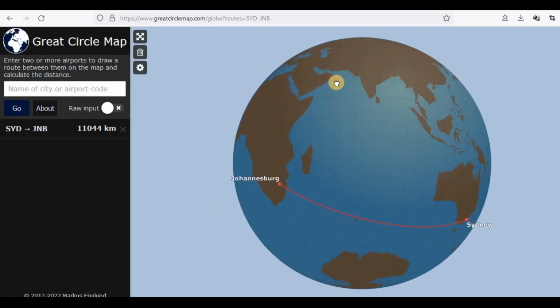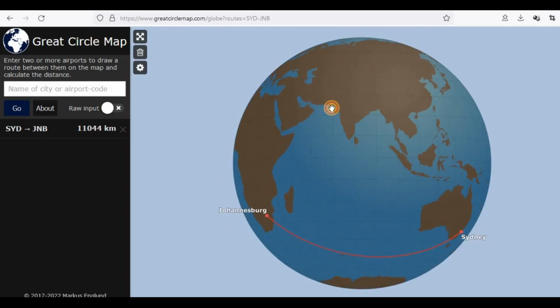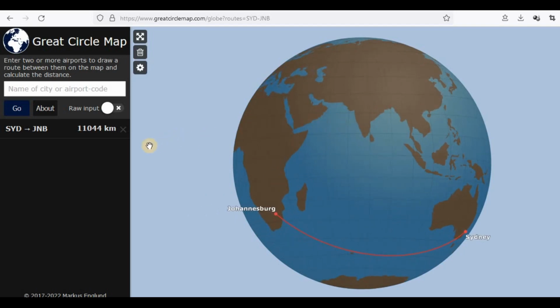So there's no way this flight could fly close to Antarctica unless they are not flying the shortest route, which contradicts their belief that the shortest distance between 2 points on a ball is the Great Circle Map.